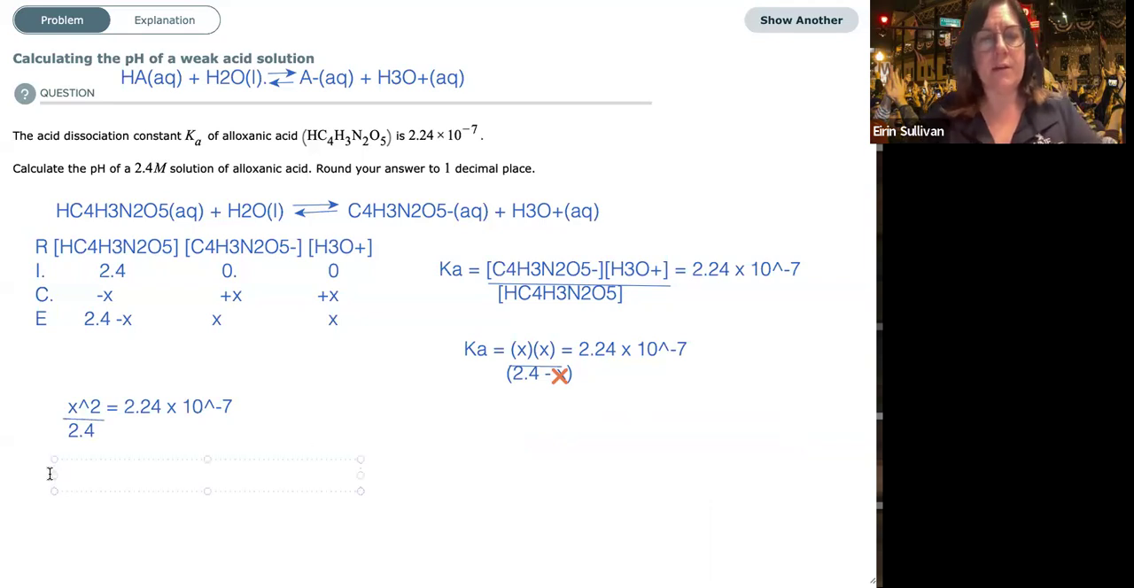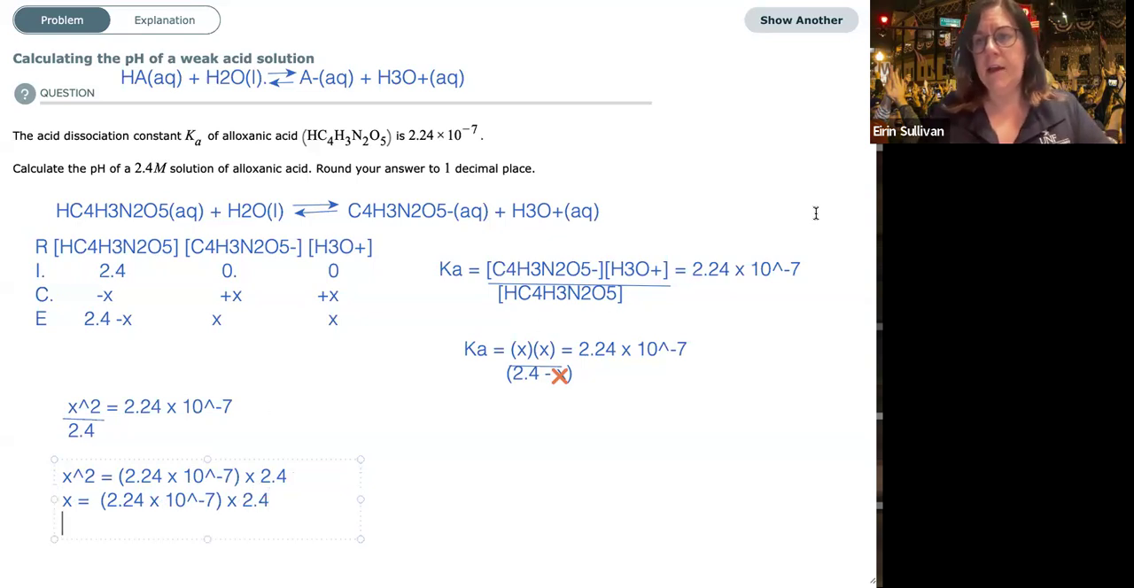Okay, so then we're going to end up with x squared equals this 2.24 times 10 to the power of -7 times 2.4. That's just going to be a number, right? So then we can just take the root of that. So x is whatever the square root of that number is going to be. I don't have a good way of drawing a square root on here. I'm going to have to freestyle it. Times 2.4. Let's go ahead and draw that. See how ugly I can make this look. So here's my square rooting of all this stuff.